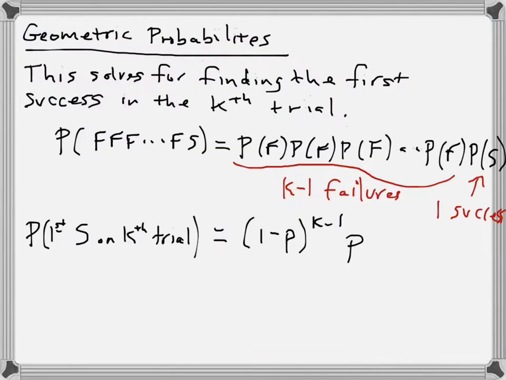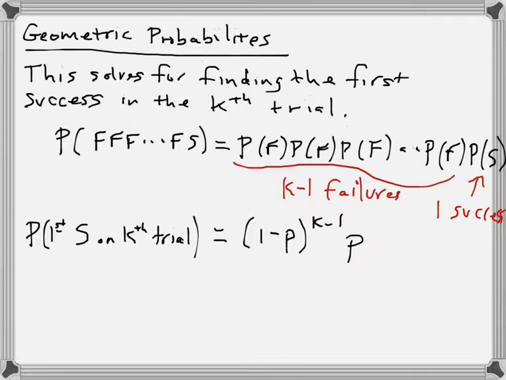Good problems, right? Okay, last part of the lesson, good news. Geometric probabilities. This solves for finding the first success in the kth trial. And the idea with the geometric, the trial sizes are not fixed. This is going to be the big difference between geometric and binomial. Binomial, there's a fixed number of trials. I bought 6 tickets. You didn't buy 5, you didn't buy 7, you bought 6.